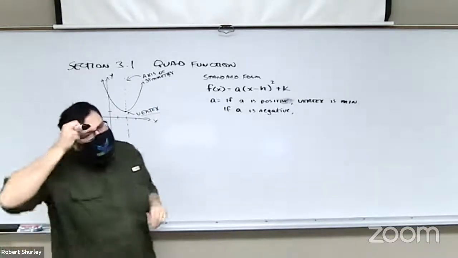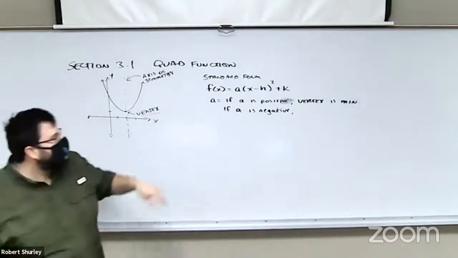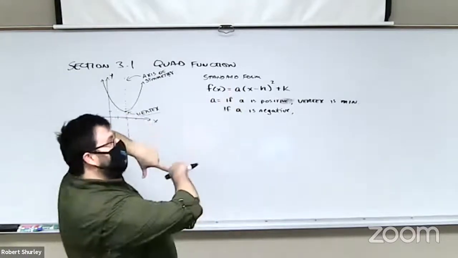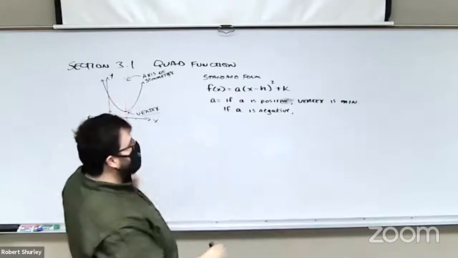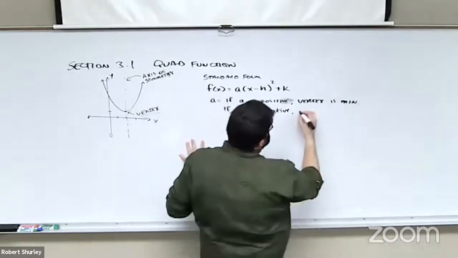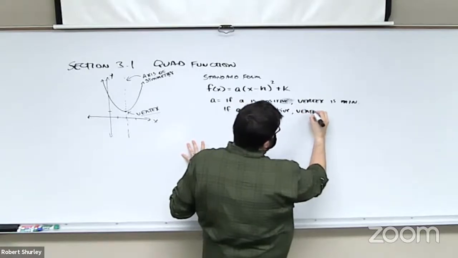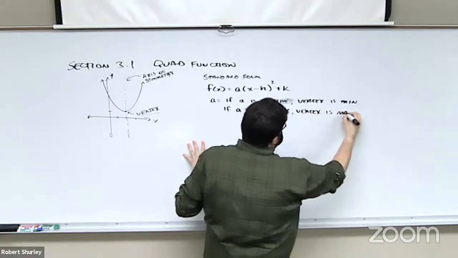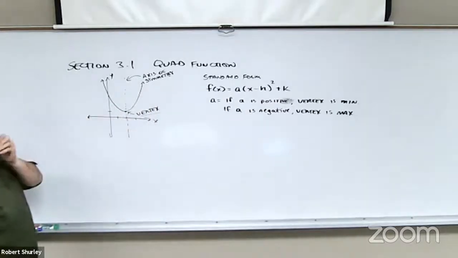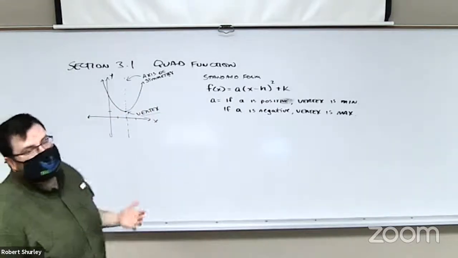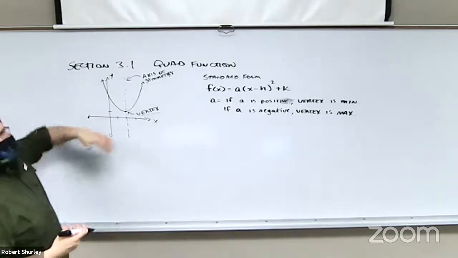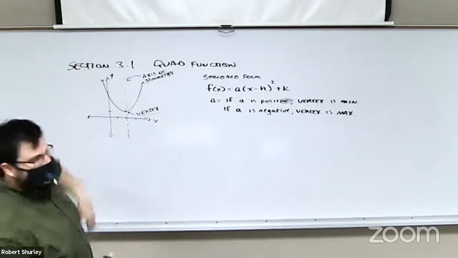If the A is negative, it flips it over. And if you remember in the transformation section, if we had a negative in front of the function, it made it reflect over the x-axis. That's really what's going on here too. So if A is negative, the vertex is now a maximum. That's what the A tells us. So the A tells us if the vertex is a minimum or a maximum, and really kind of tells us if the graph is smiling or if it's frowning.